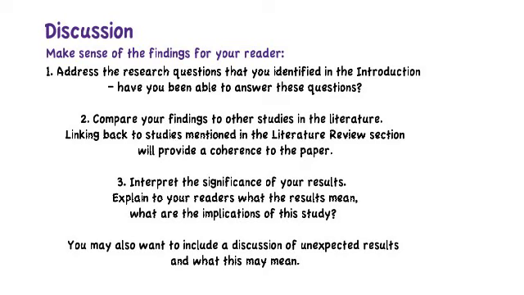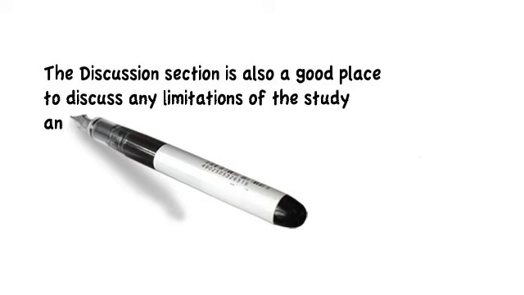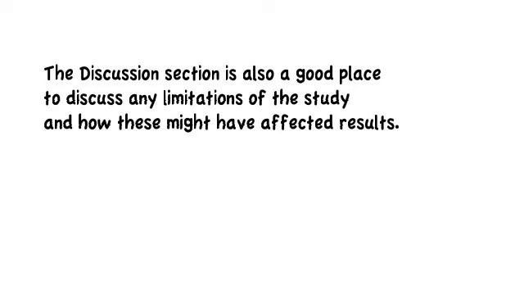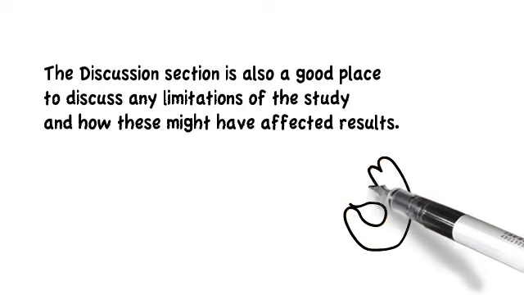The second way would be to compare your findings to other studies in the literature, to go back to your literature review, and that would provide a coherence. And then you want to interpret the significance of your results. Explain to your readers what the results mean and what the implications are for this study. And you may want to include a discussion of unexpected results, things that you didn't plan for. You might also discuss the limitations of the study and how this might have affected results.